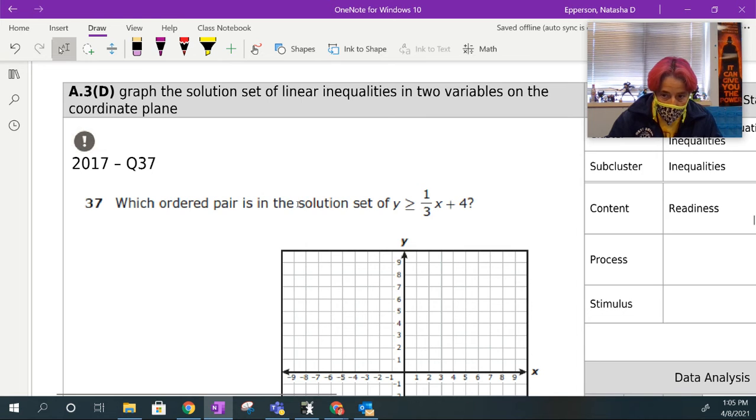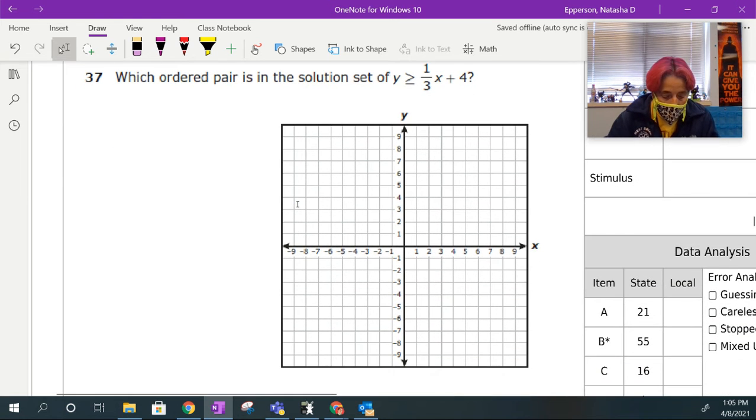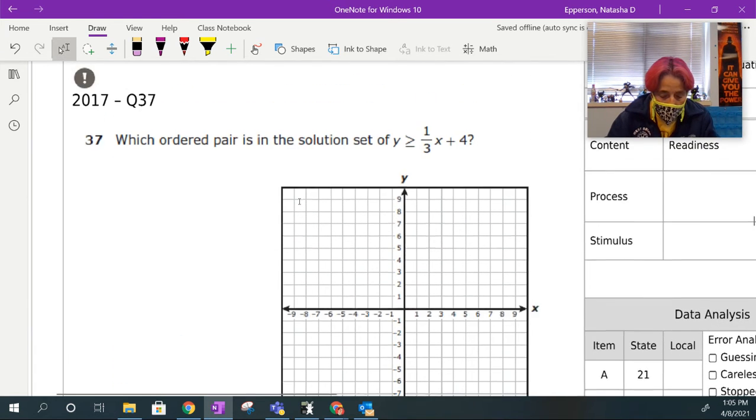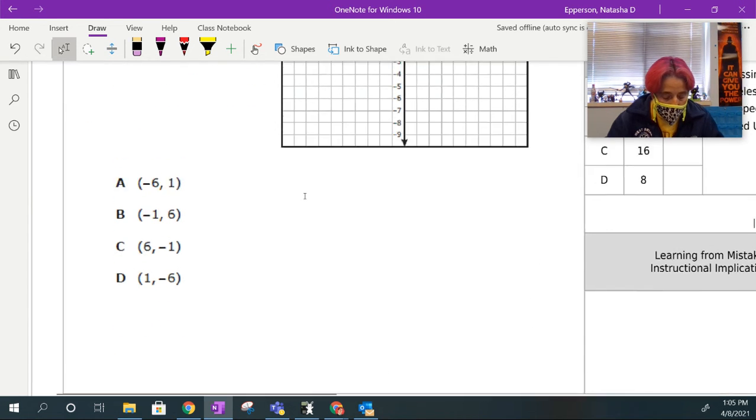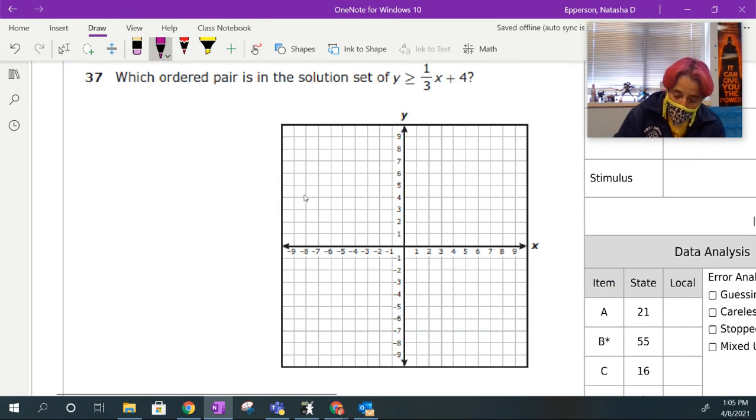Question number 37. Which pair is shown in the solution set of y greater than or equal to 1/3 x plus 4? So we got this. So we're going to graph this. So I'm going to go up here to +4, and our slope is 1/3. So that's a rise of 1 and a run of 3. And it is a solid line.